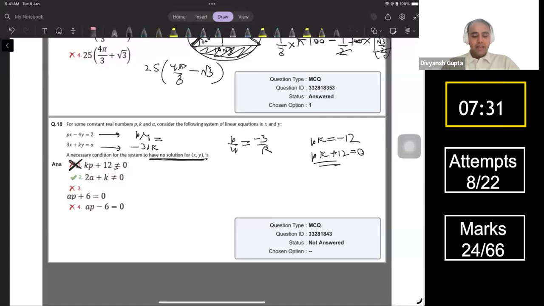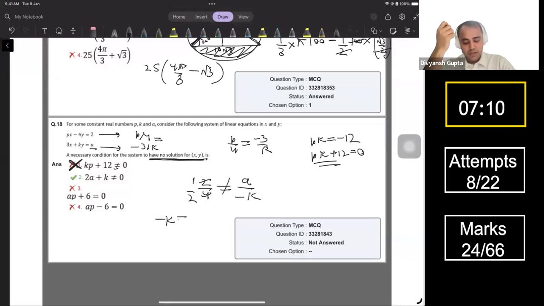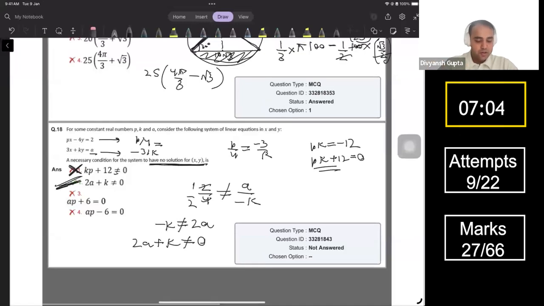This will not fly. The second condition will stem from the fact that I mentioned that these should not be coinciding lines, which means that their intercepts should be different. So the intercept of the first line will be equal to 2 by 4. This should not be equal to a by minus k. This is 1 by 2. So minus k should not be equal to 2a, or 2a plus k should not be equal to 0. So that is your option number 2.